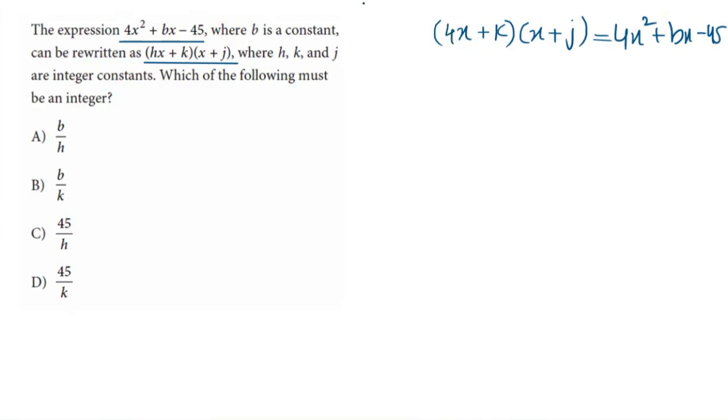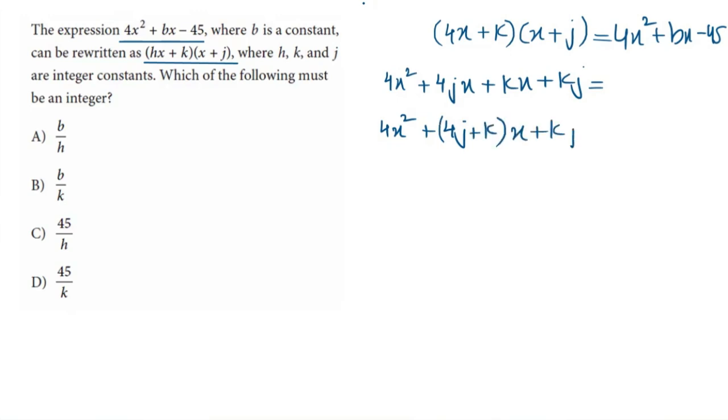And now I'm going to expand it and see what's the connection between the coefficients. 4x squared plus 4jx plus kx plus kj. Another nice step is to write it like this, 4j plus k, and factor out the x, and plus kj. Please do pause it if you find anything tricky. So just observe it once again and see what I am doing.